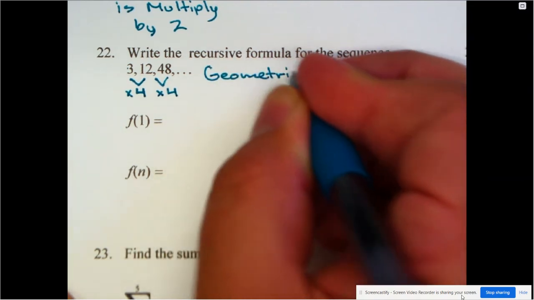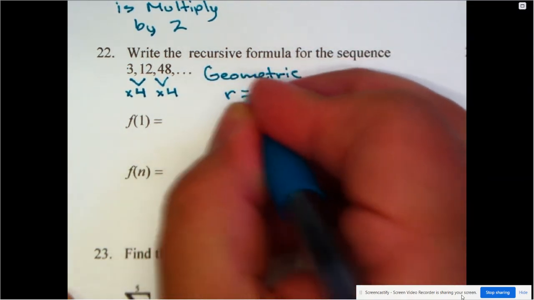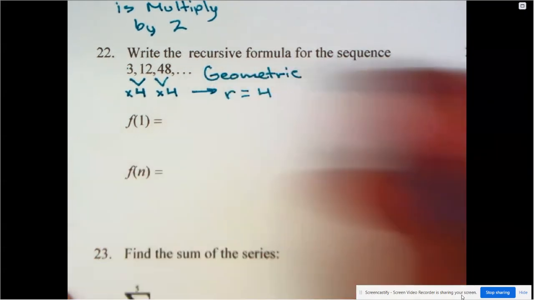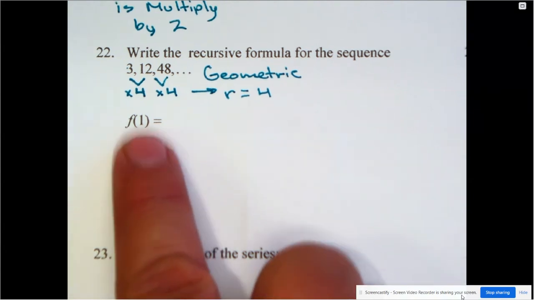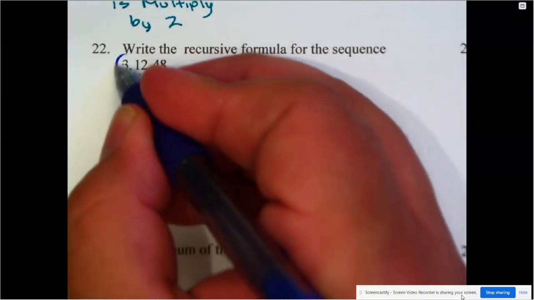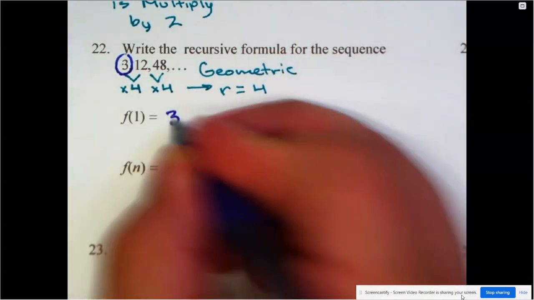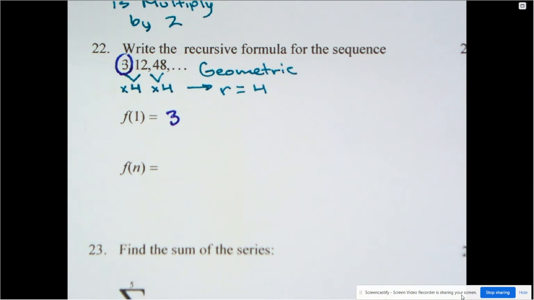And because we're multiplying, we actually already know that the R is going to be a 4. Look at that. That's my R because it's multiplication, not division. So it's not a fraction. All right, let's finish this out. It says, tell me what the first term is. Well, the first term is right here. First term is 3, so we put a 3 there. All right, part of it is done.